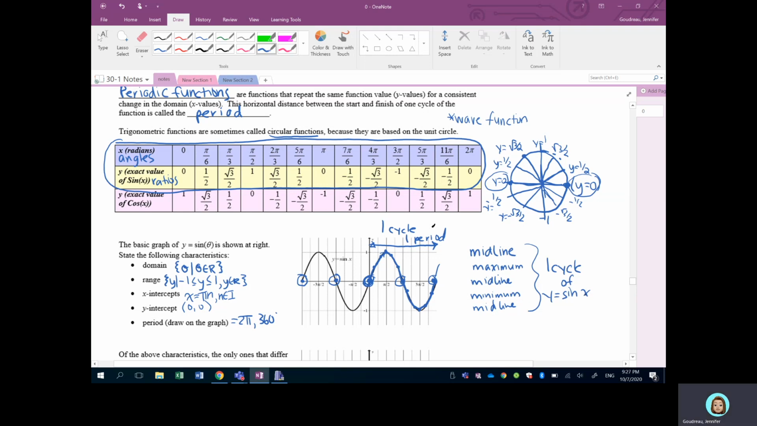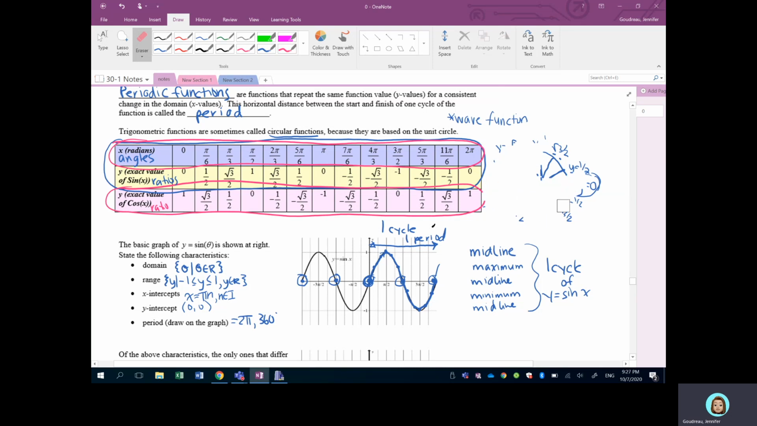Let's have a look at cosine. So we're going to do the same thing. We're going to look at this table of values, but instead of looking at the first two, we're going to look at, still, x is our angle. Y now is our ratio, but it's our ratio using cosine. So when we think about the unit circle, we should remember from chapter 4 that cosine theta is represented by the x coordinates of our points on the unit circle.